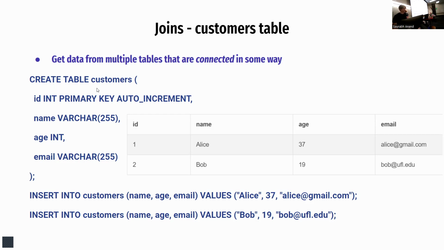So first, I'm just going to create this table of customers. So we've moved on from employees, and now we're in customers. Similarly, we have an ID, a name, an age, and an email, just because. And we can insert these values. That makes sense, nothing new so far. You can see the table, but then we have a second table now.